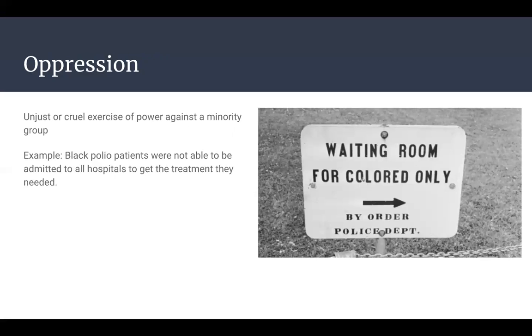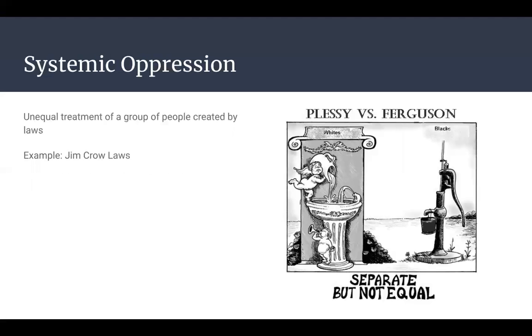Oppression, unjust or cruel exercise of power against a minority group. For example, like we read in the book, Black polio patients were not able to be admitted to all hospitals to get the treatment they needed. Systemic oppression, unequal treatment of a group of people created by laws. An example of this are the Jim Crow laws that we were just talking about. The picture on the right is a political cartoon that talks about how people were separate, but they were not equal. Again, you can see how the white water fountain is much nicer than the black water fountain.